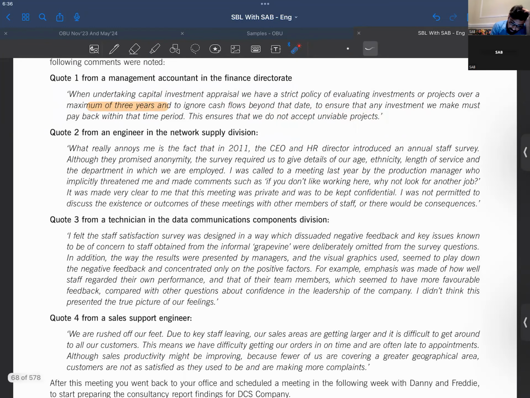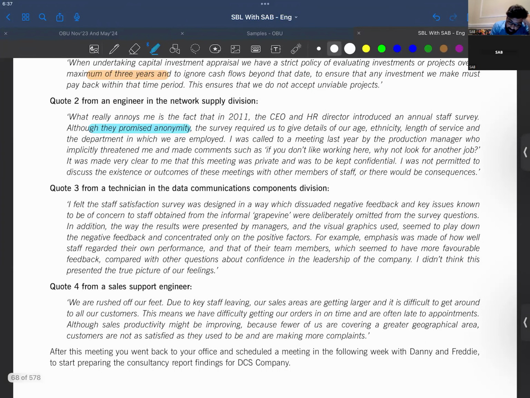Question 2, from engineer in the network. What really annoys me is the fact that in 2011, the CEO and HR director introduced an annual staff survey. Although they promised anonymity, it required us to give details of our age, ethnicity, length of service, and department in which we are employed. I was called for a meeting last year, who implicitly threatened me. They made comments such as, if you don't like working here, why not look for another job? It was made very clear that this meeting was private and kept confidential. I was not permitted to discuss the existence or outcomes of these meetings, or there would be consequences.